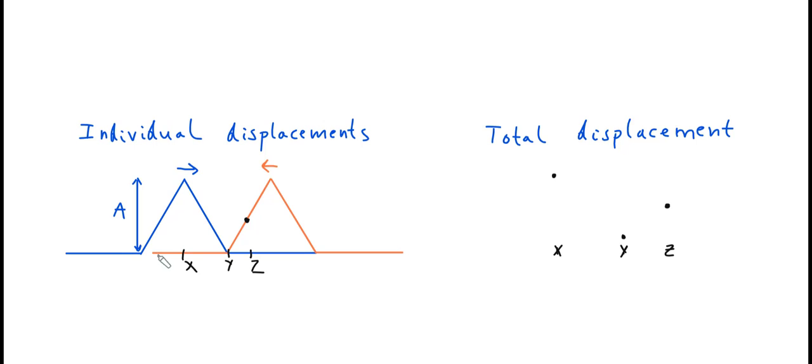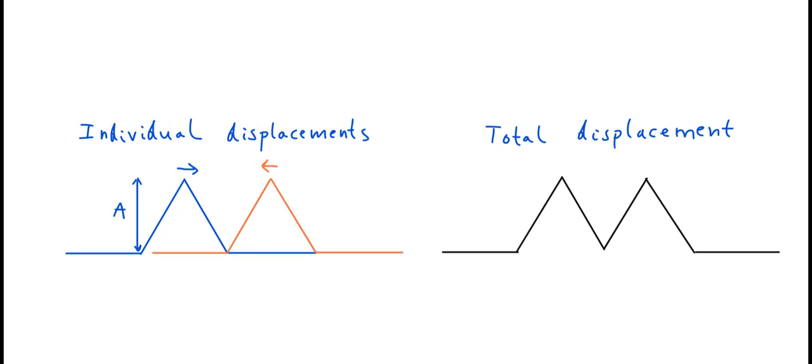If you keep on doing this for all points running along this axis, you can build up what the total displacement will look like, and you can probably see that it's pretty simple. If we fill in all the points and join them all up, we will get a total or net displacement that looks like this.